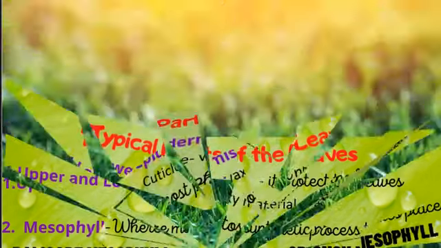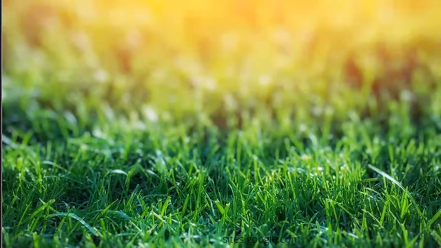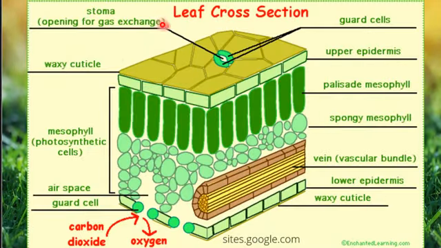How does the leaf look like? This is the cross-sectional area of the leaf. Take a look at the different parts. We have the stoma, the opening for gas exchange, the guard cell, the upper epidermis, the palisade mesophyll, the spongy mesophyll, the vein, the lower epidermis, and the cuticle. And then this is the air space for the entrance of carbon dioxide and exit of oxygen. And then we have the mesophyll photosynthetic cell.